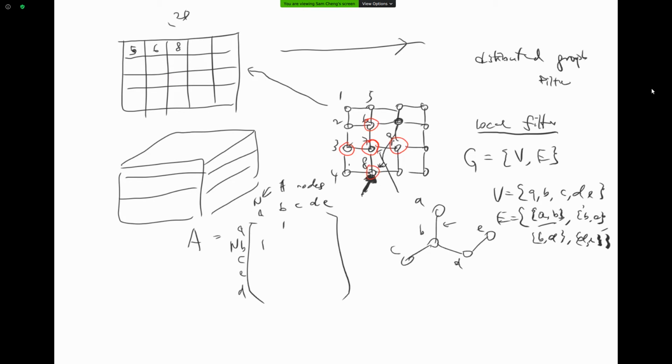And then BC will have an edge here, so I have a 1 there. BD has a 1 there also, and DE has a 1 there. And of course, this is symmetric, so I have something like that.